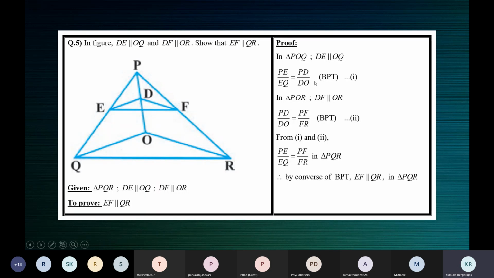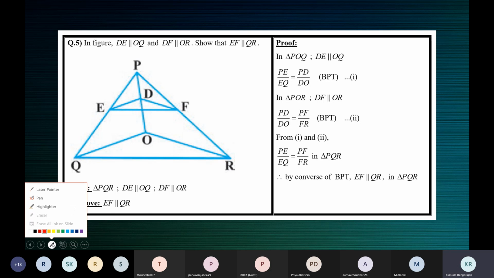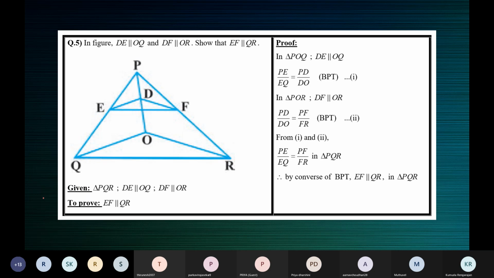So I'm not talking about this and this. You should understand these two. On comparing, you get a new proportion like this. Now let's read this. PE by EQ is equal to PF by FR. So see an empty triangle, children. Just see an empty triangle PQR.